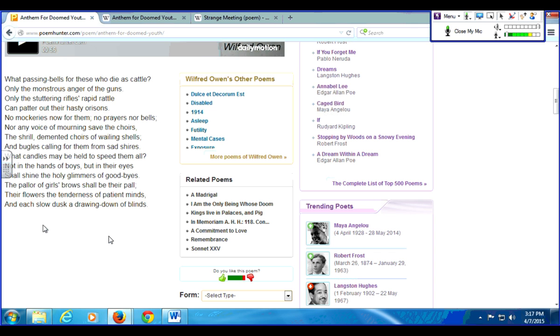So this is another fairly famous poem, and once again talks about just how the war was not as glorious as it was made out to be. It was pretty depressing. It was very tragic, and it refers to soldiers here as cattle, showing that their lives really didn't mean much. So that's one example there.